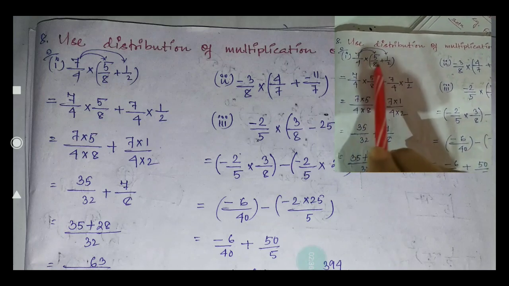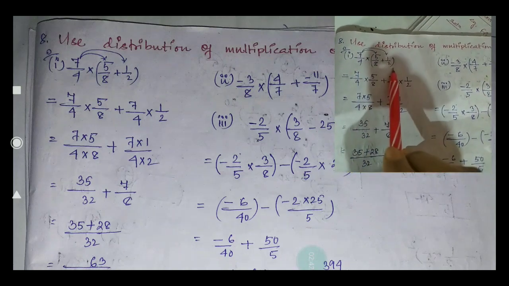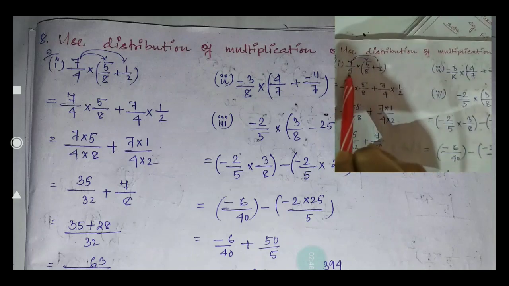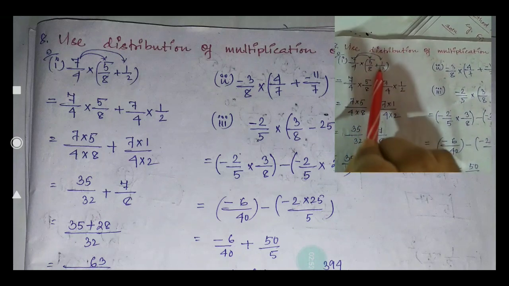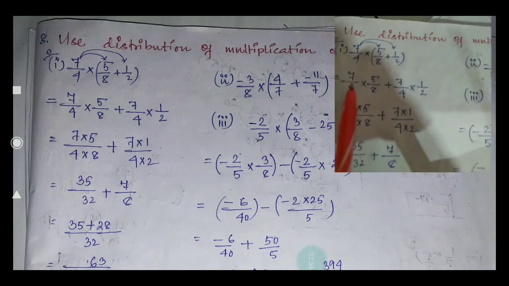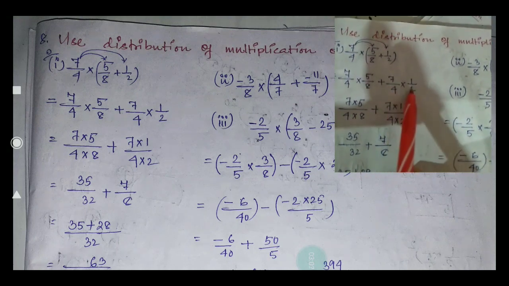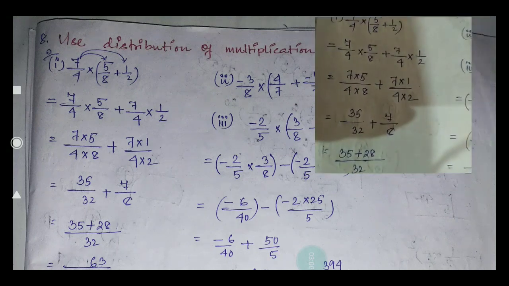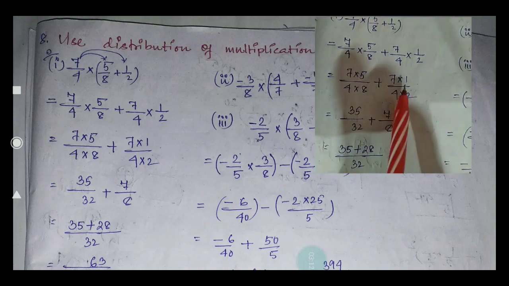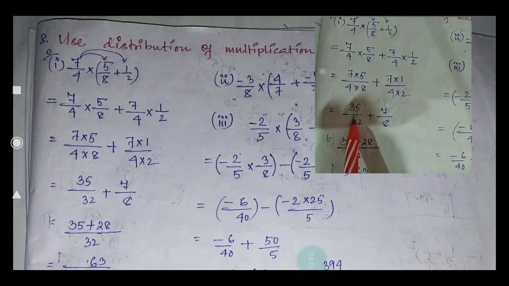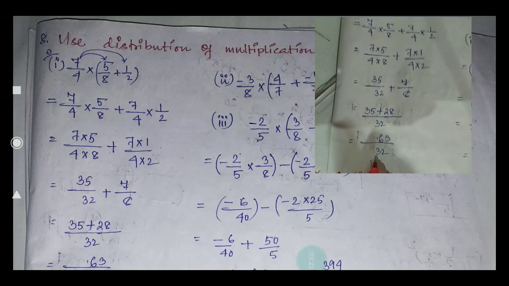So here multiplication is there, and inside the bracket plus is there. That means this multiplication 7 by 4 is common for this term and this term also. So you have to multiply 7 by 4 by 5 by 8, and again 7 by 4 by 1 by 2. So 7 by 4 into 5 by 8 plus 7 by 4 into 1 by 2. After doing multiplication, it will be 7 into 5 numerator multiplication, denominator multiplication. Here 7 5s are 35, 4 8s are 32, and 7 4s are 28, 4 2s are 8. Okay, 35 by 32 plus 7 by 8.